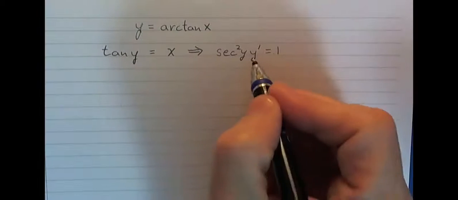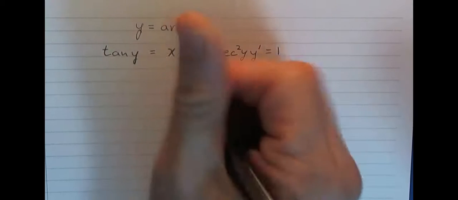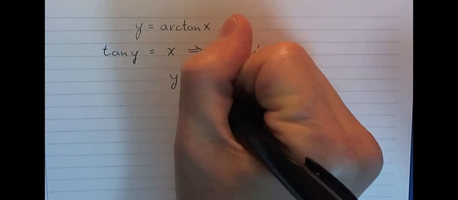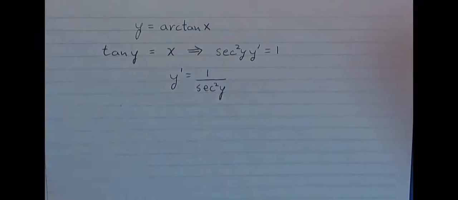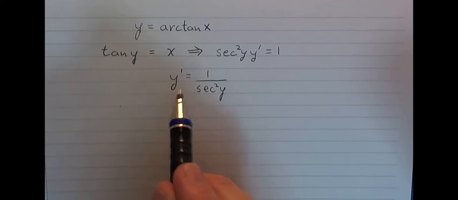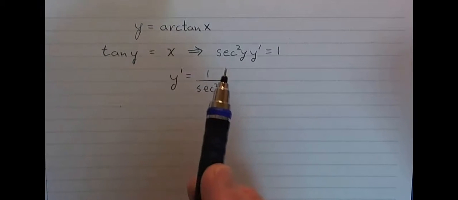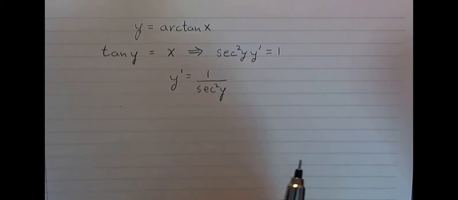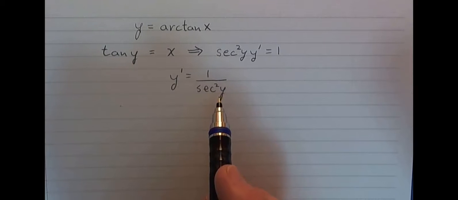Okay. Now remember, what I'm trying to find is y prime. So let me go ahead and solve. I get 1 over secant squared y. So there it is. There's the derivative. There's dy dx, the derivative of arctan x. Now let's go a step further and figure out what this secant squared y is.